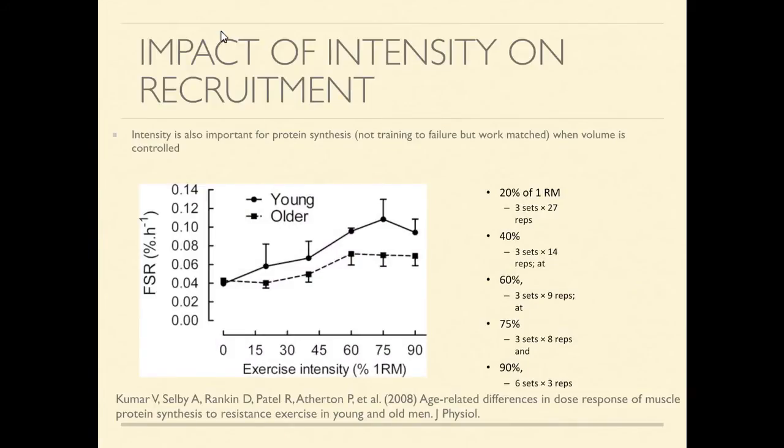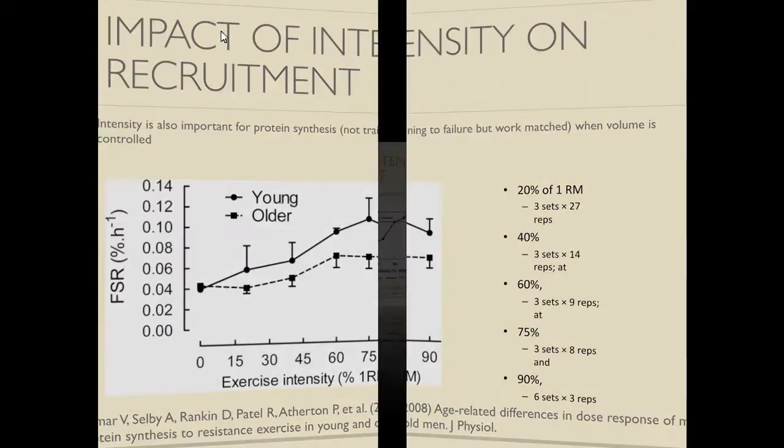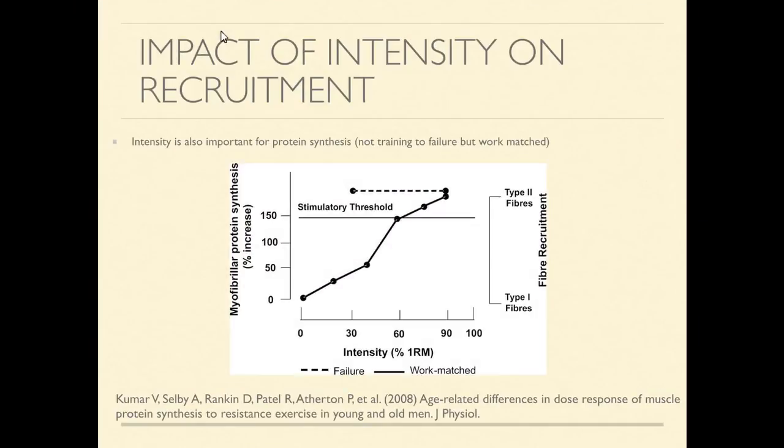And this is supported by Kumar. What we're looking at is the intensity threshold with young and older individuals. Notice that you don't hit protein synthesis till you hit about 60% of your 1RM. Then it goes a little bit up, and then it plateaus. But again, if you look at the 20% 1RM group, they're not going to failure, whereas the heavier groups are going to failure. But based on their work, Kumar proposed an intensity threshold of at least 60% to maximize protein synthesis.